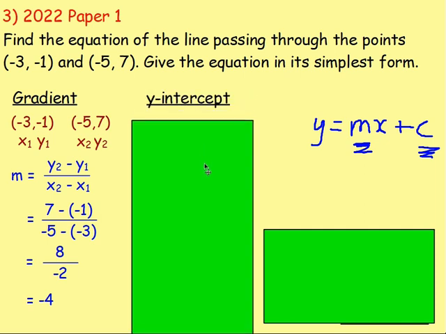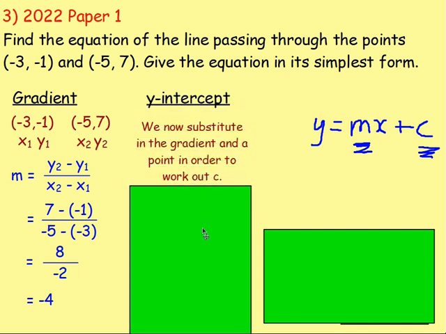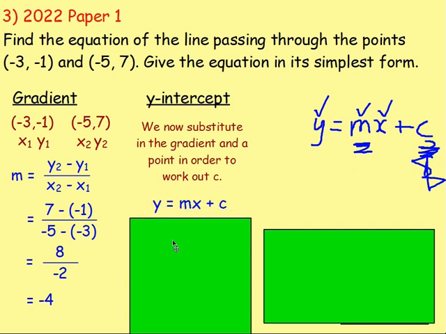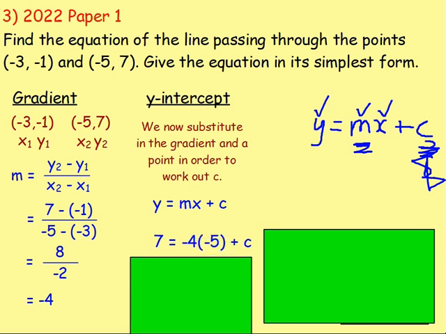But if you're not given that, what you need to do is substitute both the gradient and one of the points into the straight line equation. You'll sub in one of the points, so you'll be substituting in x and y. You'll also sub in m, meaning the only thing left to work out will be this c, and you can easily do that. So start off with y equals mx plus c, sub in one of the points, pick any point you like, it makes no difference. I'm using negative 5, 7.